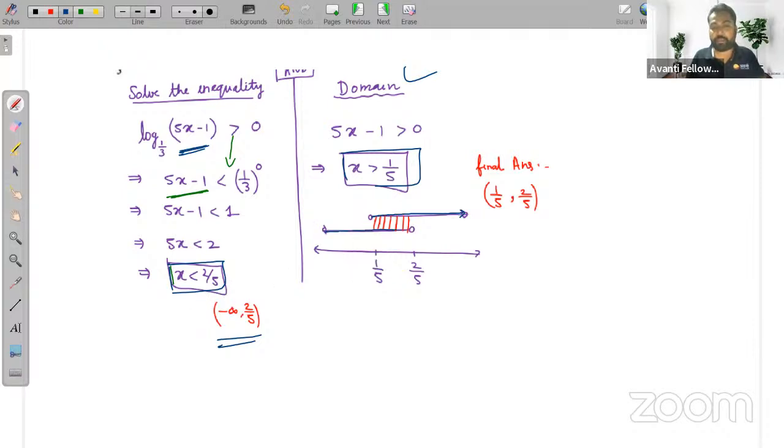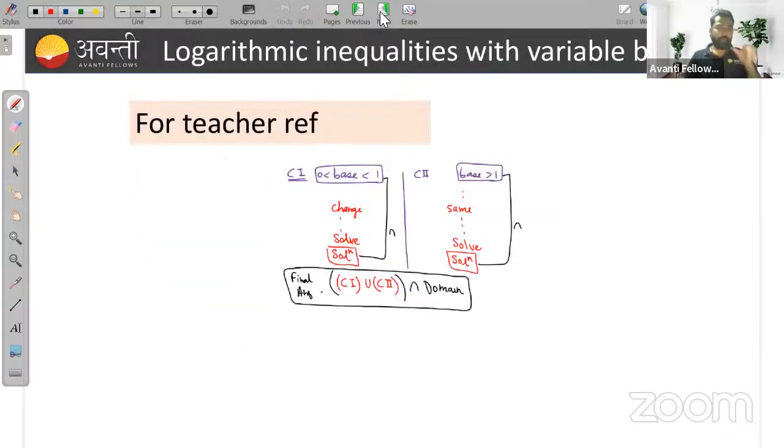So what is the solution region I am getting? Now this is the overlapping or intersecting region, and this red shaded region is my solution. That is the open interval 1/5 to 2/5. Okay, let's discuss now when the base is given as a variable.